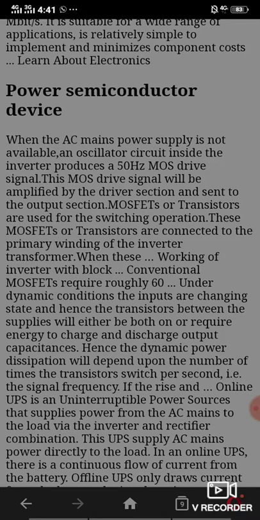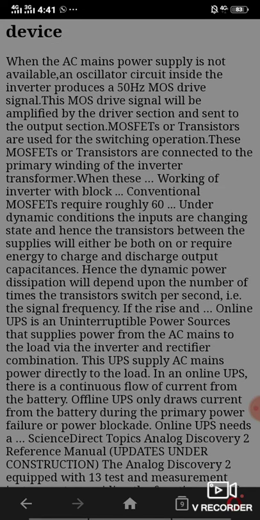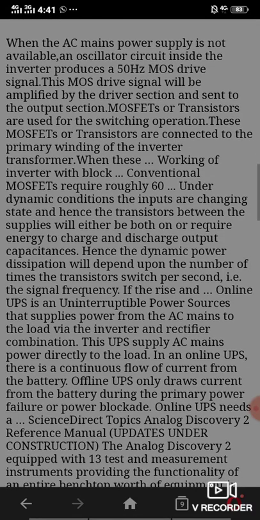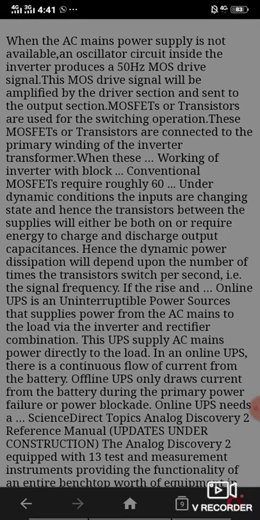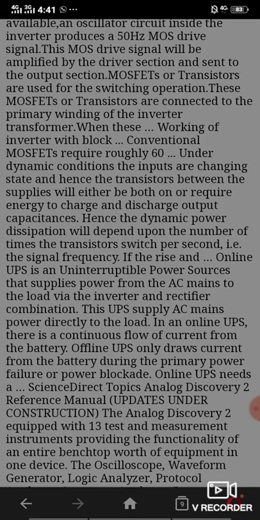Online UPS, uninterruptible power source, supplies power from AC mains to the load via the inverter or rectifier combination. In online UPS, there is a continuous flow of current from the battery. Offline UPS only draws current from the battery during a primary power failure or power blockage.